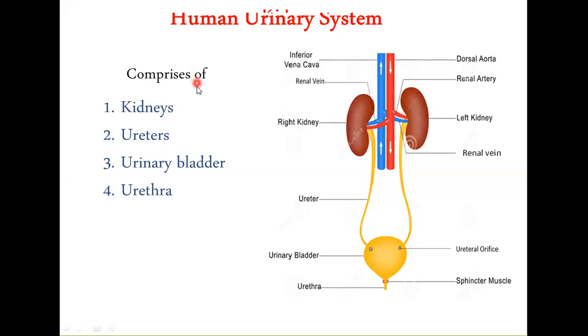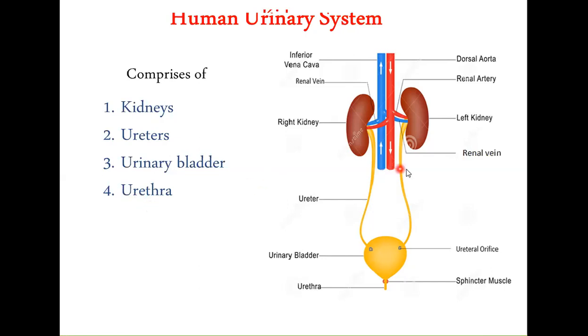First of all, what are the major components of human urinary system? Four major components. Number one, kidneys. Number two, ureters. Then number three, urinary bladder. And number four is urethra.